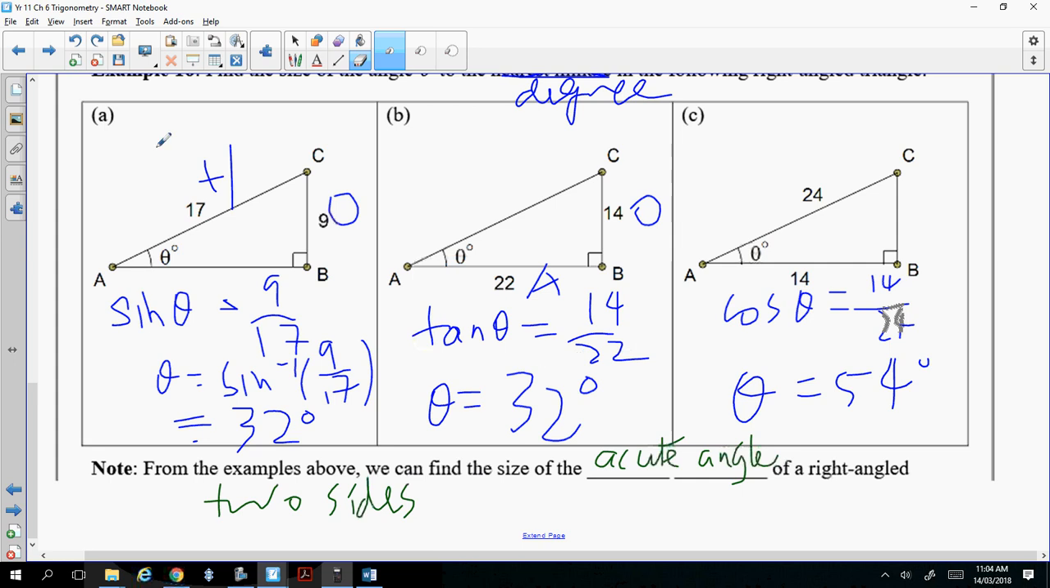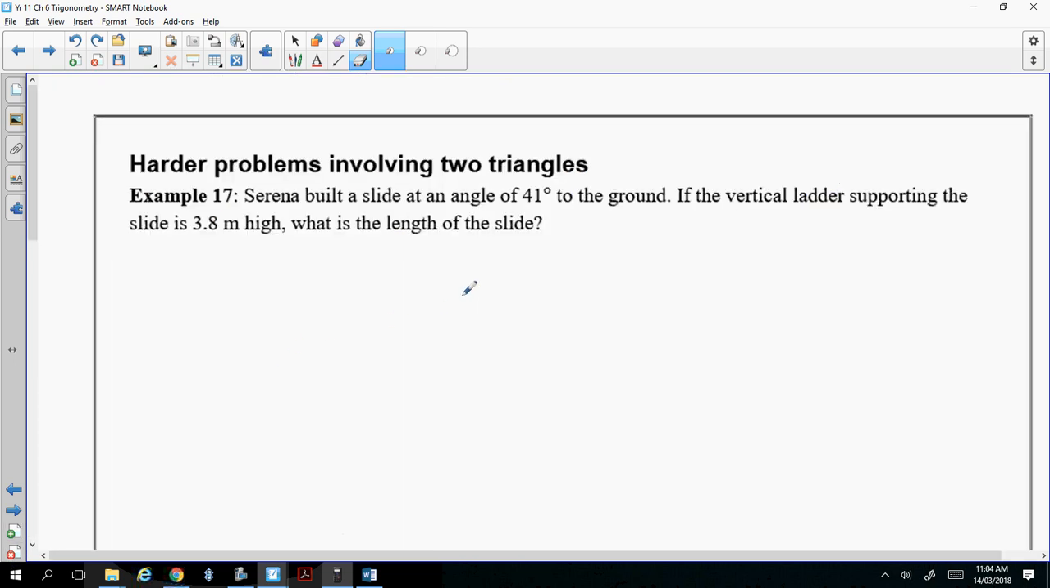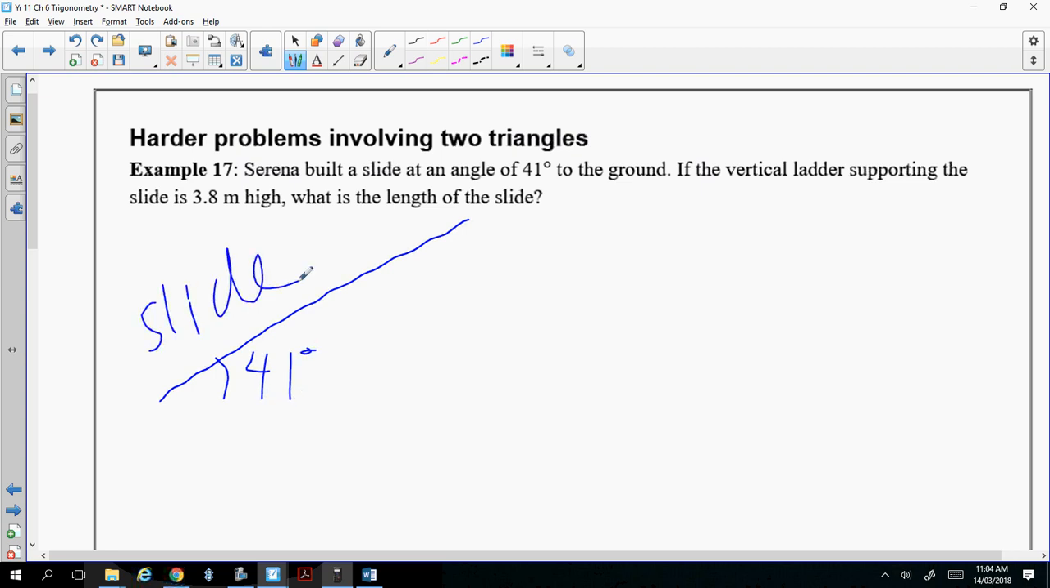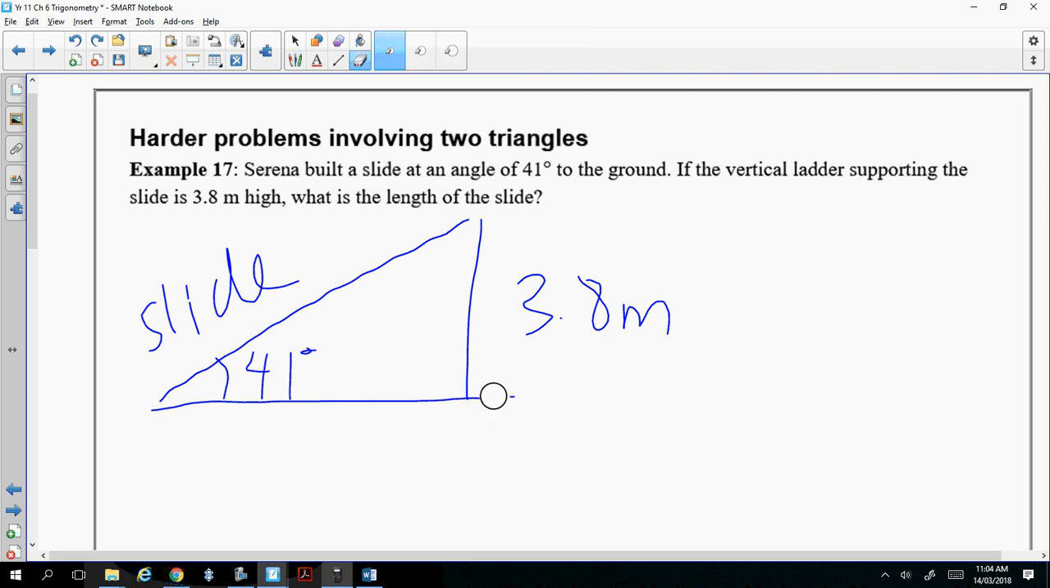In this question, you have to draw a diagram. Sienna built a slide at an angle of 41 degrees to the ground. If the vertical ladder is 3.8 meters high, that's pretty high. I just realized that won't be useful in a playground, maybe in Luna Park or some other place. Anyway, that's very dangerous, 3.8. Do not try this at home. So find the length of the slide.